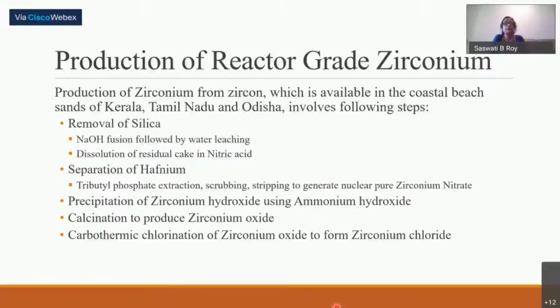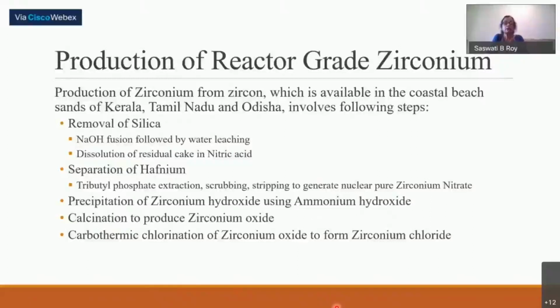First, you have to remove the silica because it's a silicate material. For this silica removal, there is a selective dissolution or water leaching after sodium hydroxide fusion. Once you give a sodium hydroxide fusion, that silica goes as soluble sodium silicate, and zirconium and hafnium remain as an insoluble cake.